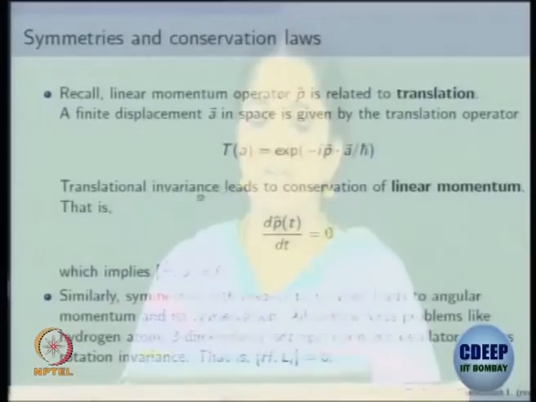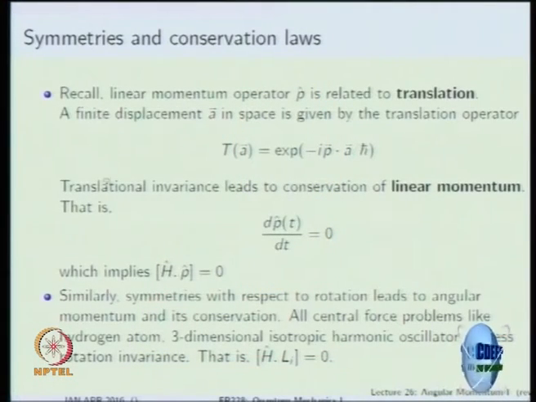And translation invariance of a system actually means that the linear momentum is conserved, which we have seen in both ways. In the Heisenberg picture, it's equivalent to saying that if a system has translation invariance, then the operator which performs translation had better commute with the Hamiltonian. So symmetries with respect to rotation, just the same thing. The hydrogen atom is invariant under rotation, right? Is it invariant under translation?